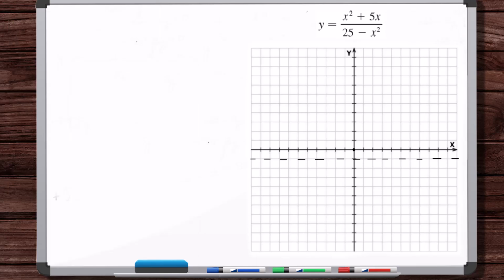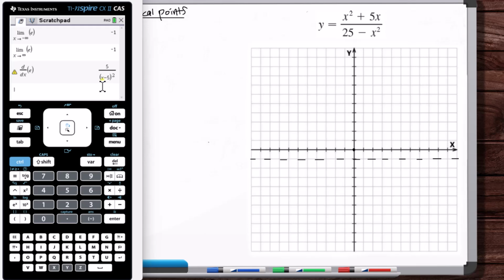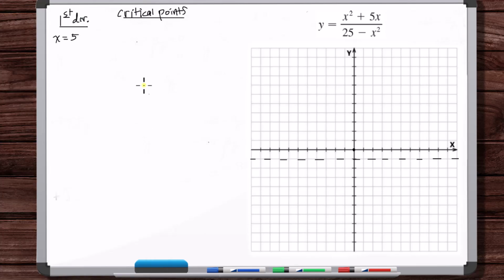Okay, so all right, the first derivative, we have x is equal to 5, and so is that it? That's the only critical point? This is a little confusing because, no, another critical point is x is equal to minus 5.